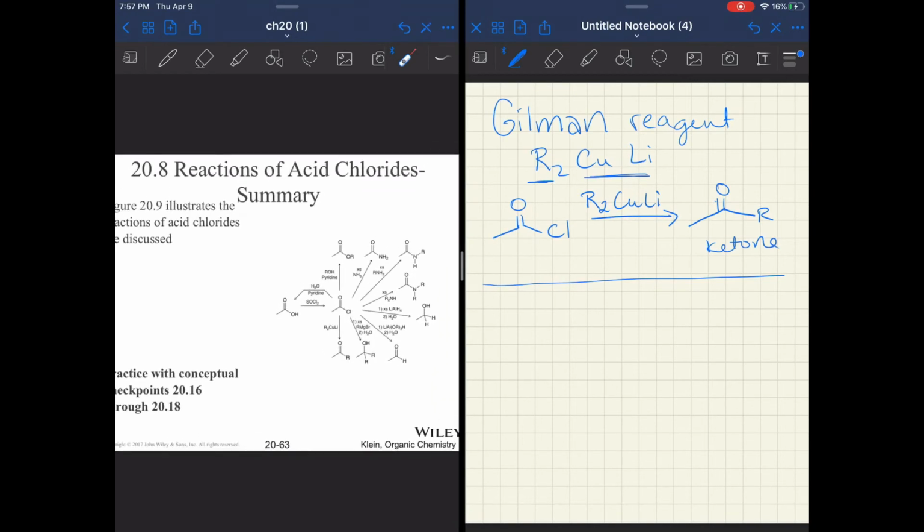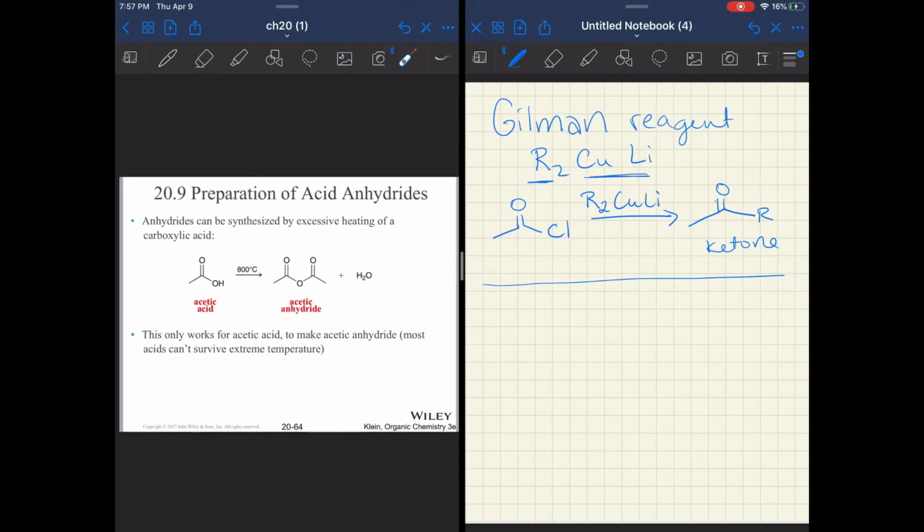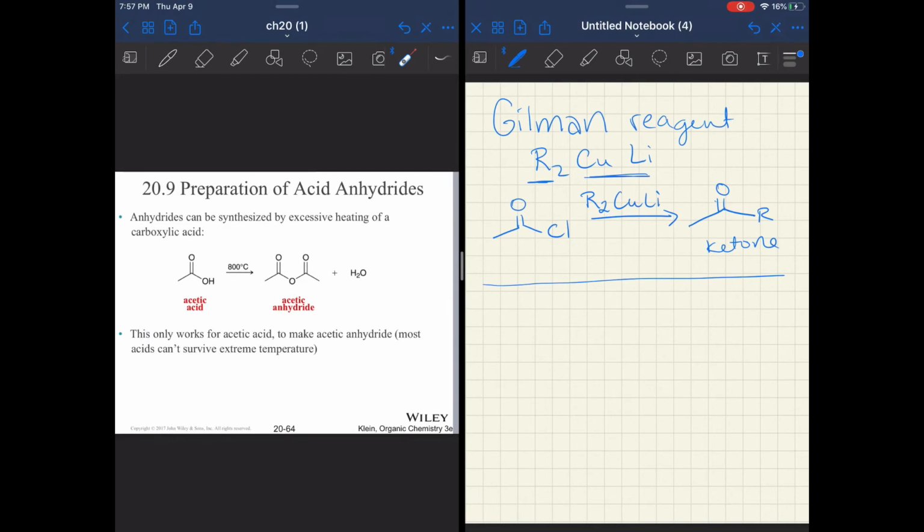That was just reactions of acid chlorides. I want you to keep that in mind. We're going to move on to acid anhydrides. And you're going to see in just a moment why this section's really short, but it's just as many reactions.